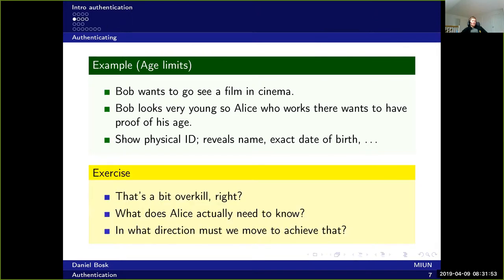like whether you have a driving license or not. Now, this is a bit overkill, actually. So think about, what does Alice actually need to know to let Bob in or keep Bob out? In what direction must we move to achieve this? Take a few moments to think this through.